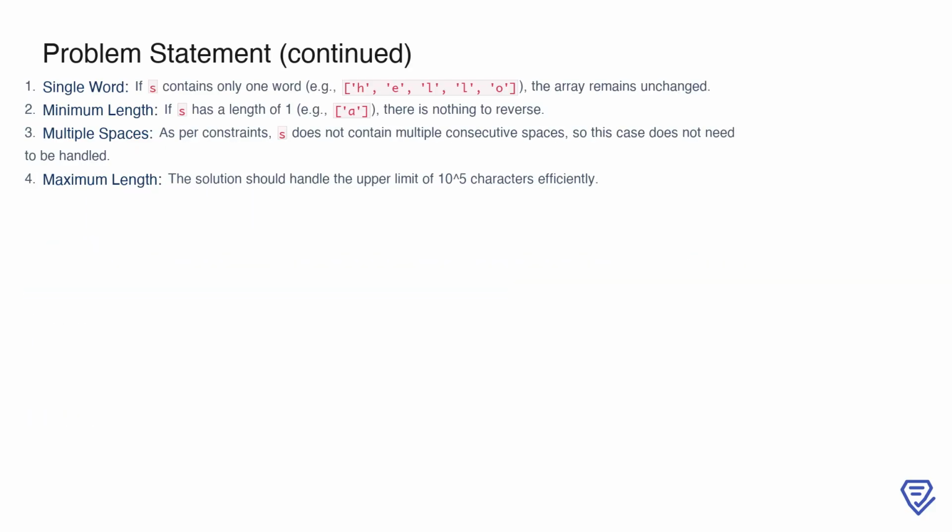There are a few edge cases to keep in mind. First, if the input contains only one word, such as H, E, L, L, O, the output will be the same as the input because there's nothing to reverse. Second, if the input has a minimum length of 1, such as a, there's no reversal required, as the array only contains one character. Third, the problem guarantees that there are no multiple consecutive spaces in the input, so we don't need to handle such cases.